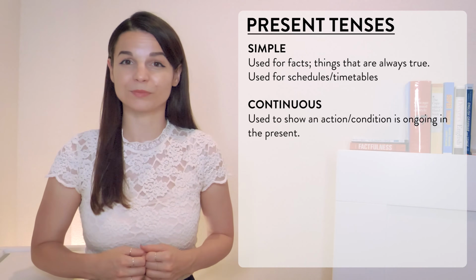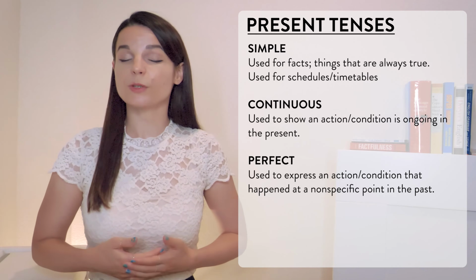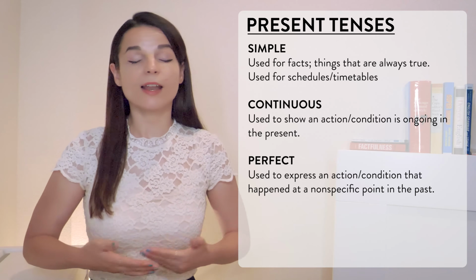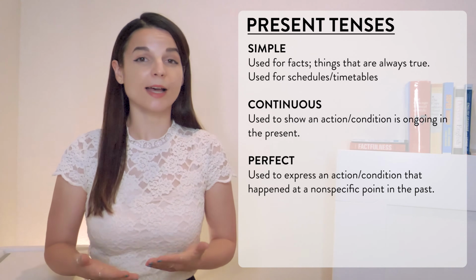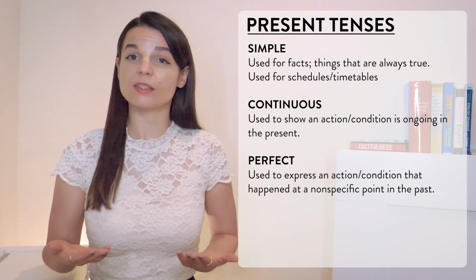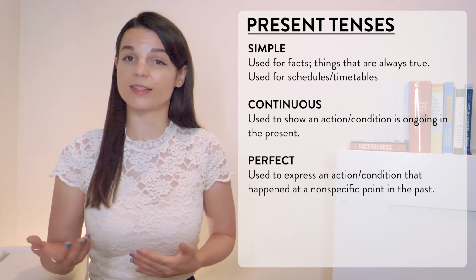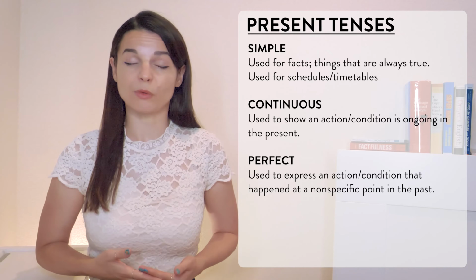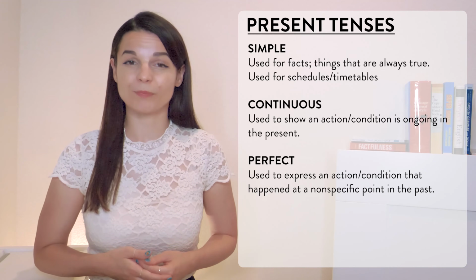You are listening. Present perfect tense is used to express an action or condition that happened at a non-specific point in time in the past. We use this to talk about life experience. For example, I have been to France, or I haven't eaten caviar before.